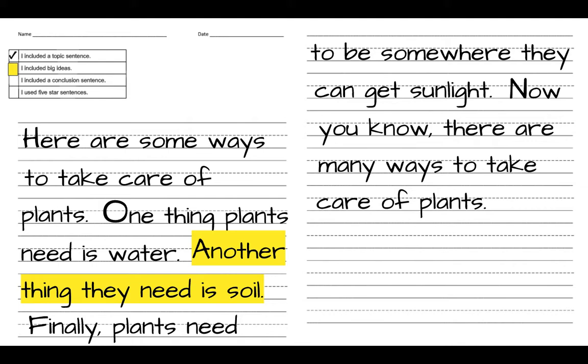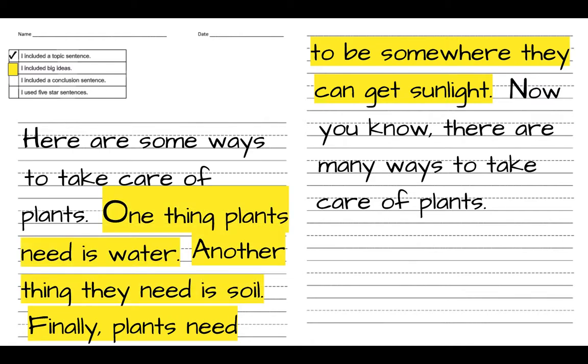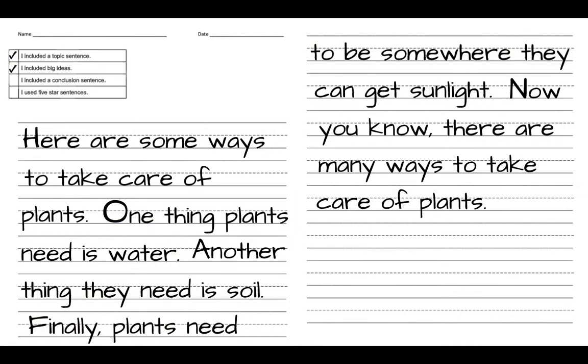My next sentence is another thing they need is soil. That's another fact about plants or a big idea about taking care of plants. So yes, I have 2. I'm going to need to find one more before I'm ready to move on. I see here that finally plants need to be somewhere they can get sunlight. And sun was my third big idea or my third fact about taking care of plants. And I have a full sentence right there. So you can see that I have 3 full sentences about my big ideas. So I can go ahead and check those off. I have 3 big idea sentences.